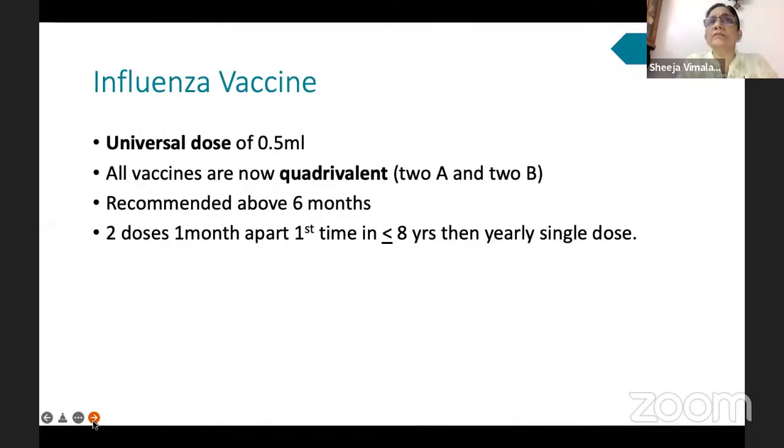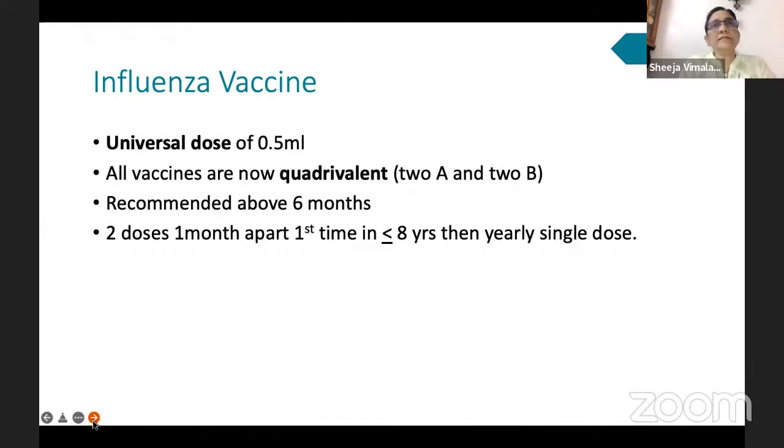So what is new in the influenza vaccine? There are two things that have changed in the influenza vaccine. Now it is a universal dose. Remember, earlier we used to have a pediatric influenza vaccine and an adult influenza vaccine. So up to 3 years, we used to give 0.25 ml. Beyond 3 years, we used to give 0.5 ml. But now most of the vaccine companies have made it a universal dose. And all vaccines are now quadrivalent. Earlier it was trivalent. Now almost all vaccines have 2 influenza A and 2 influenza B.